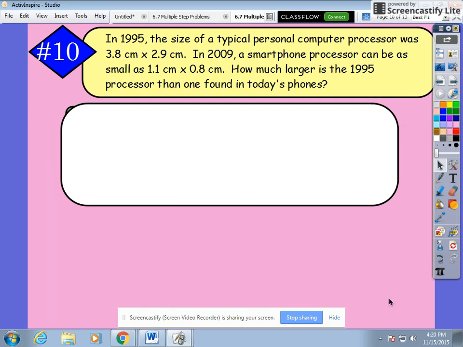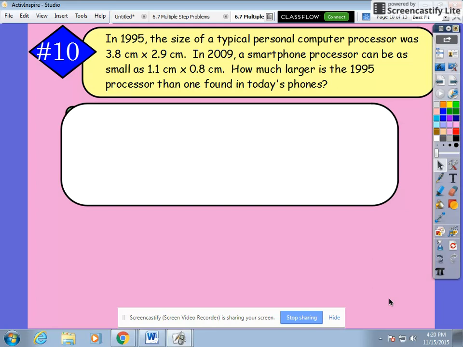So we are working in problem number 10. Problem number 10 says, in 1995, the size of a typical personal computer processor was 3 8/10 centimeters by 2 9/10 centimeters. In 2009, a smartphone processor can be as small as 1 1/10 centimeters times 8/10 of a centimeter. How much larger is the 1995 processor than the one found in today's phones?